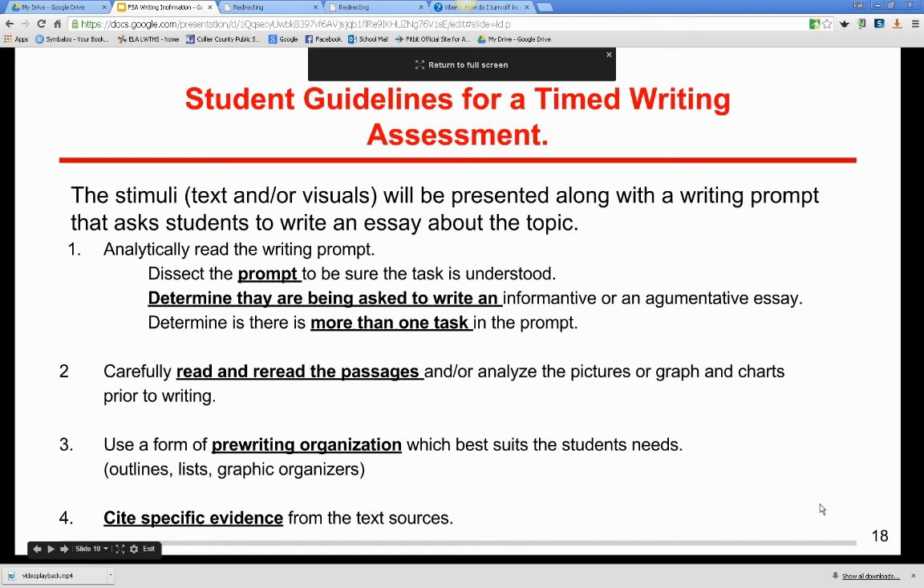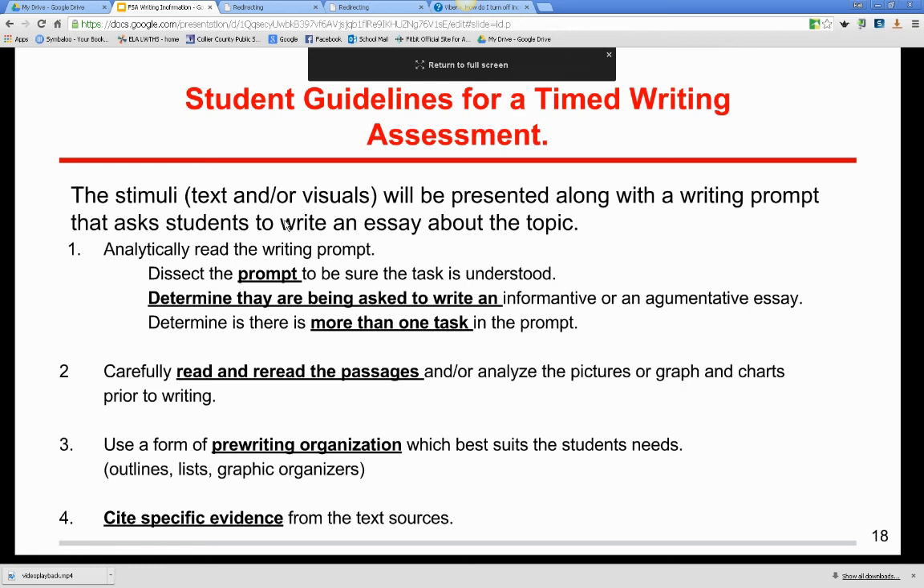So as we were talking in our reading coaches meetings, we were discussing what do students need when they sit in front of the computer for the FSA. And some of our mid to low students will look there and not really know how to organize their time, not know where to begin. So let's look at what they need to be doing in that 90-minute period. They will be presented with reading or visuals, text or visuals, and a writing prompt.